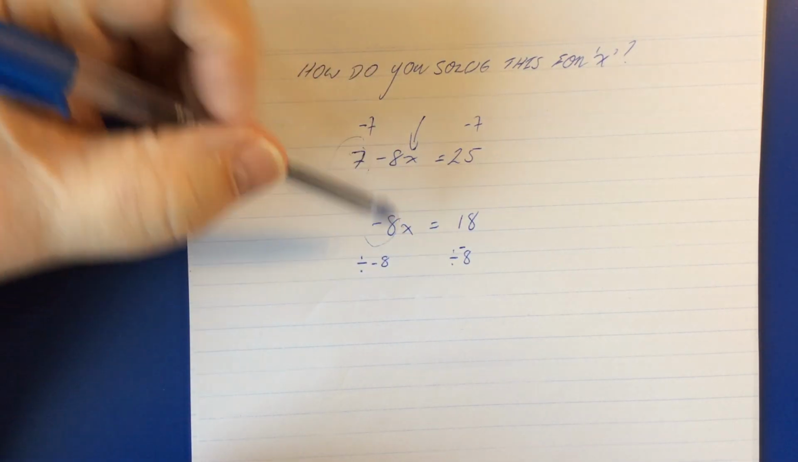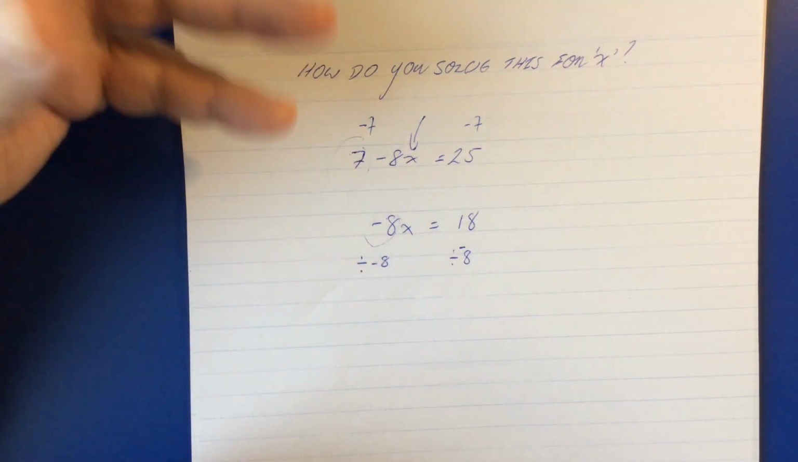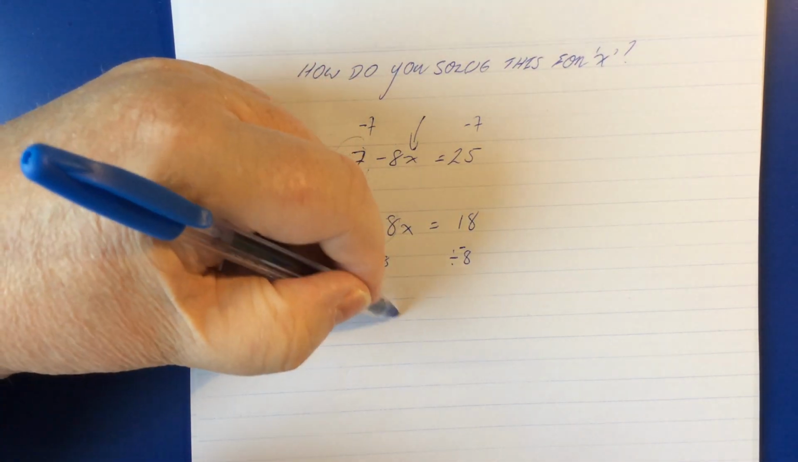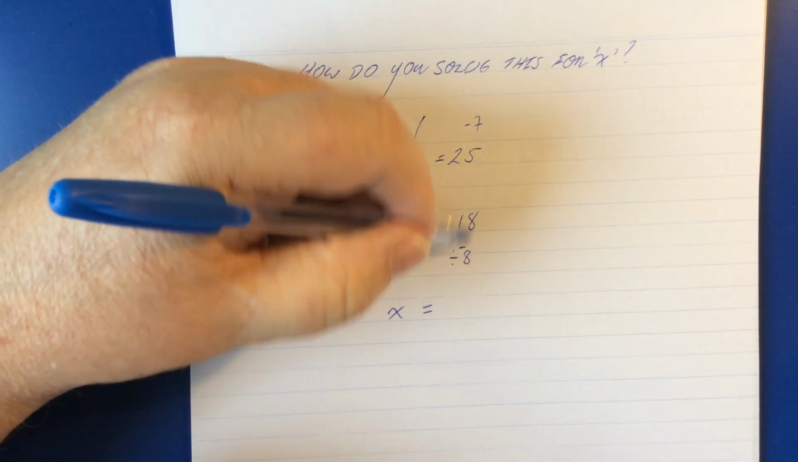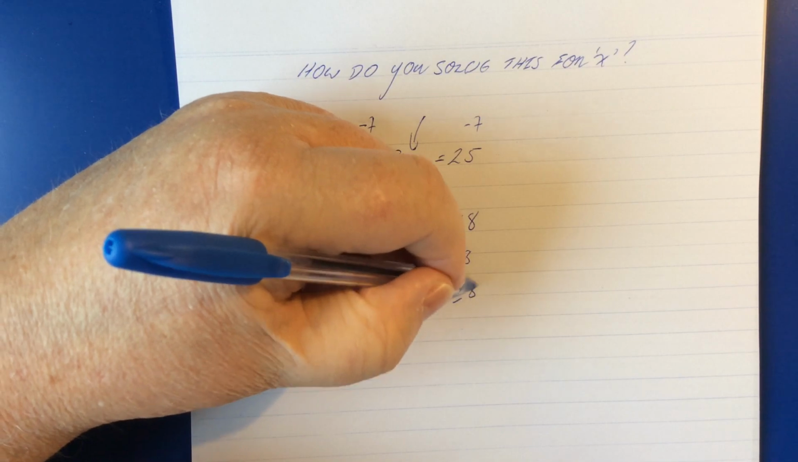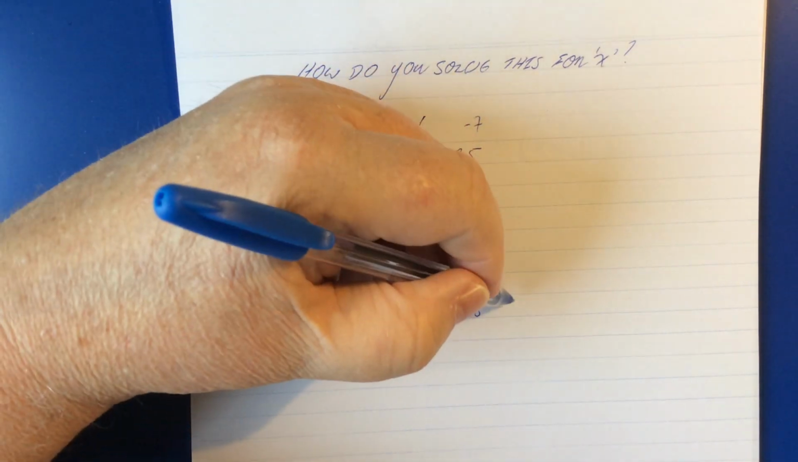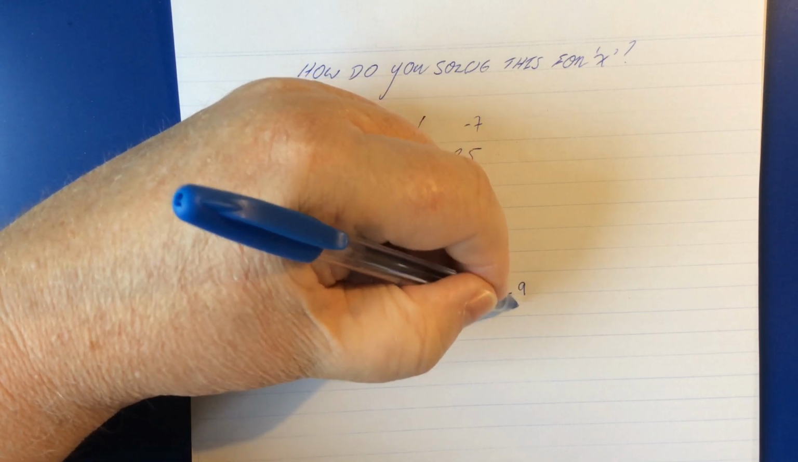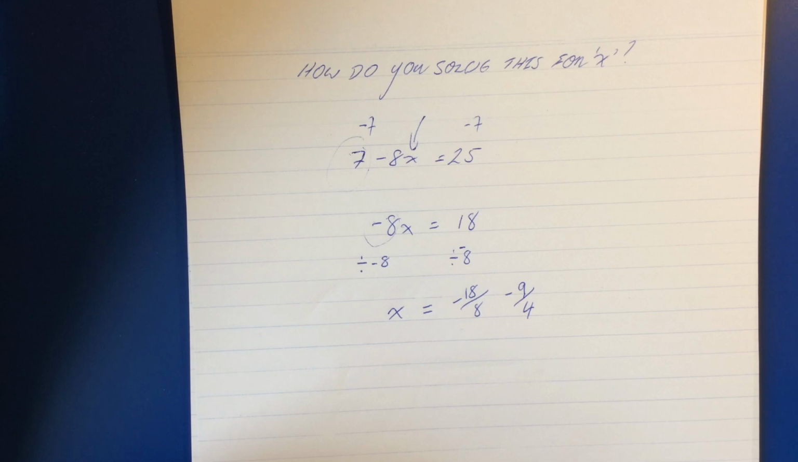Okay, that done, negative 8 divided by negative 8 is 1. So we'll just write x here, we don't need to write 1x. And 18 divided by negative 8 is negative 18 over 8, which we can simplify to negative 9 on 4. And that is our answer.